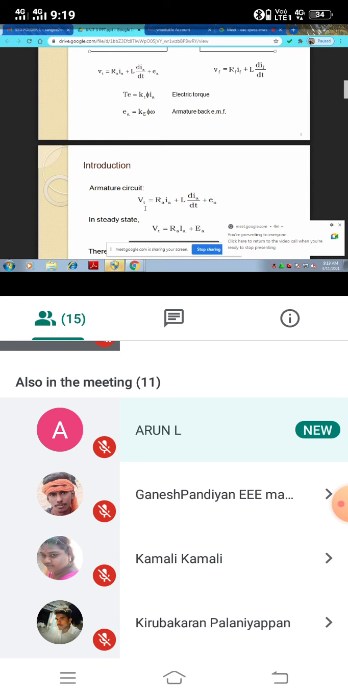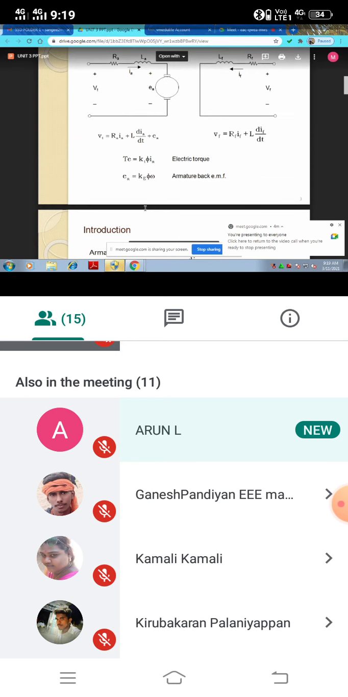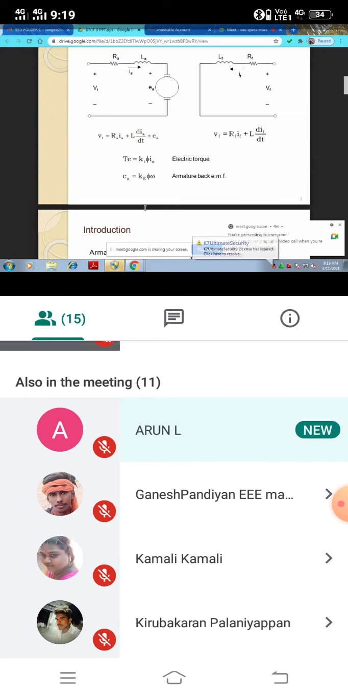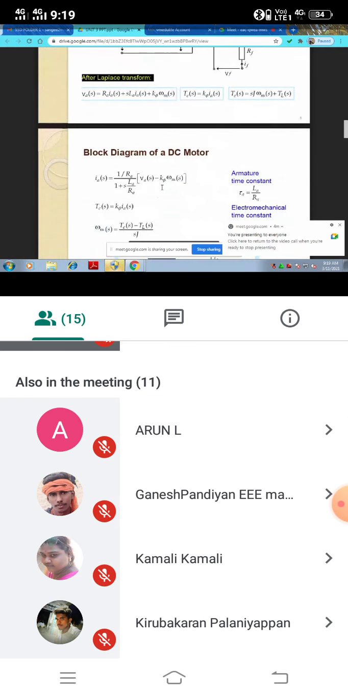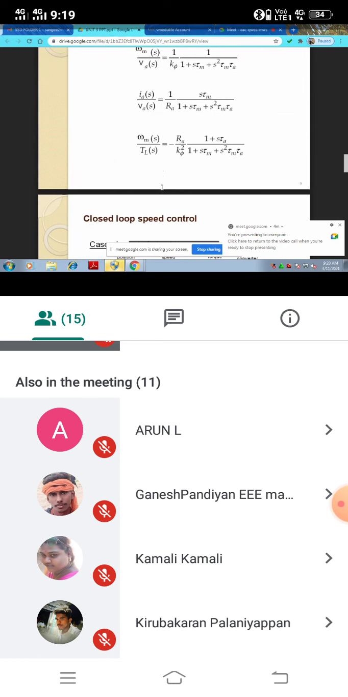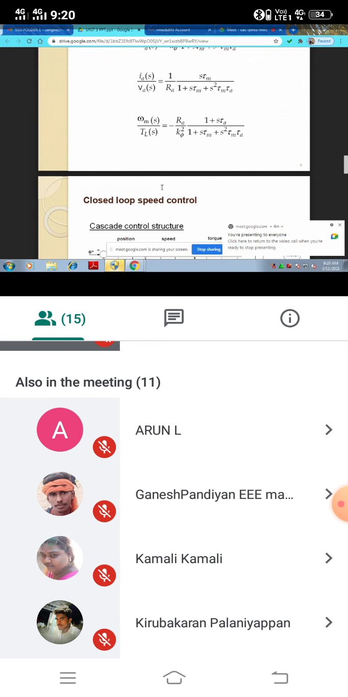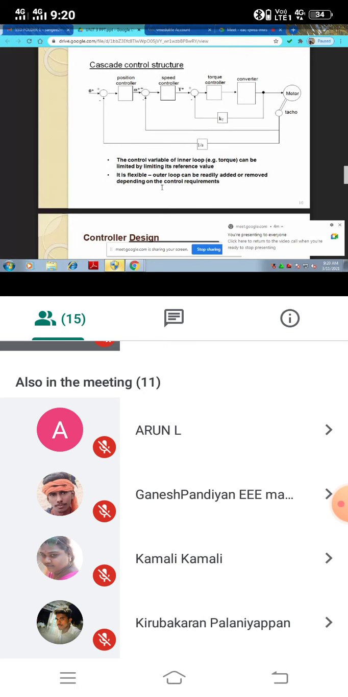The DC motor has an armature circuit, and the output of the armature circuit, or output of the DC motor, drives one mechanical load. That mechanical load equation is represented by TE, and the motor back EMF is here. These topics we had seen in earlier classes. Now we are going to see closed loop speed control of the DC motor we mentioned.